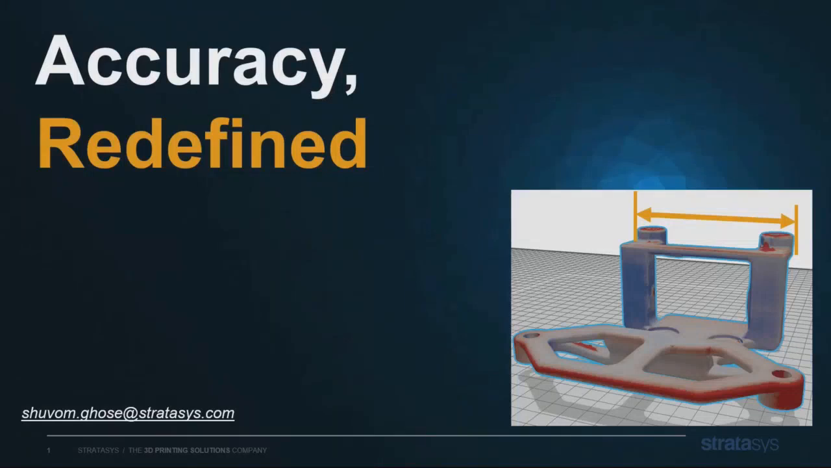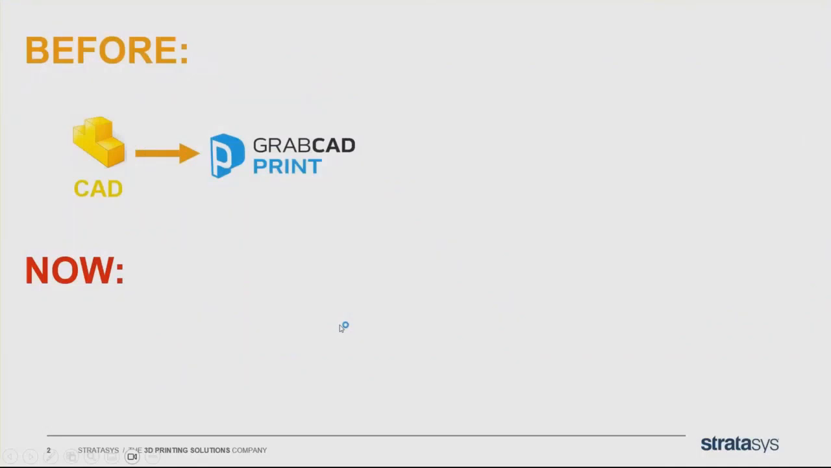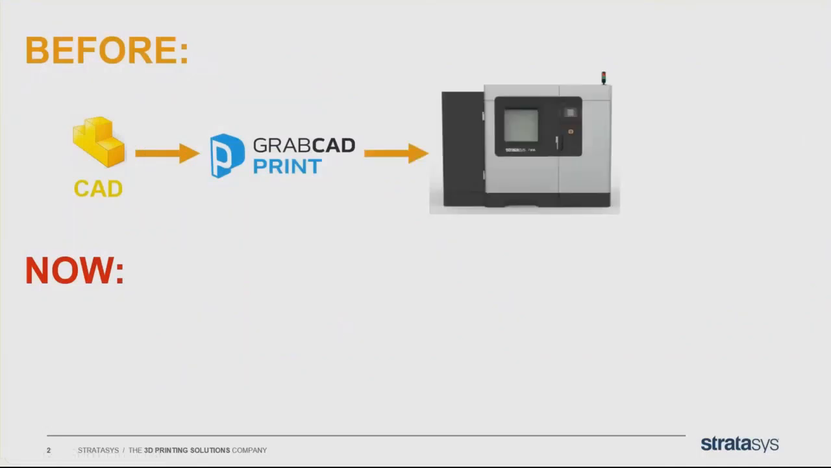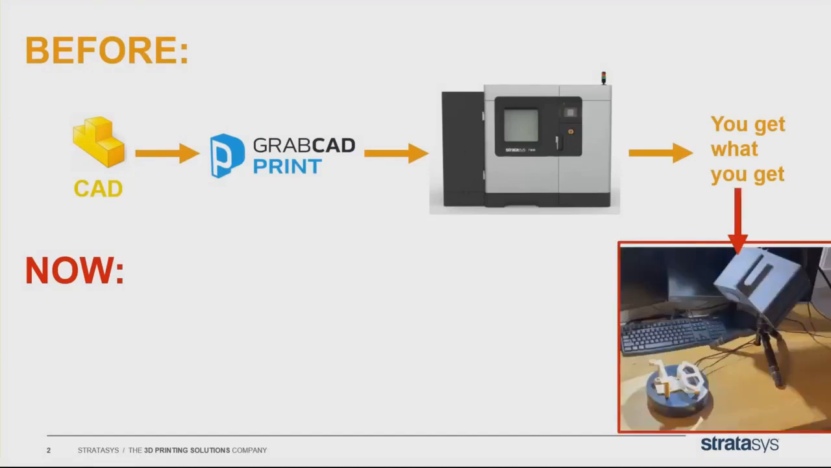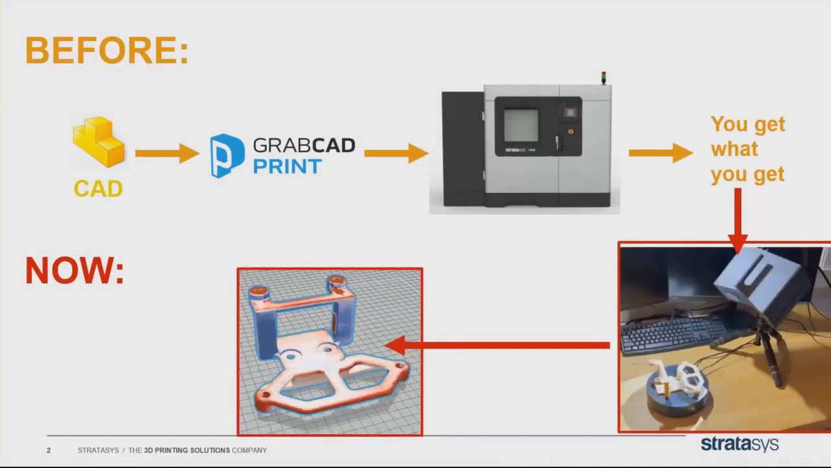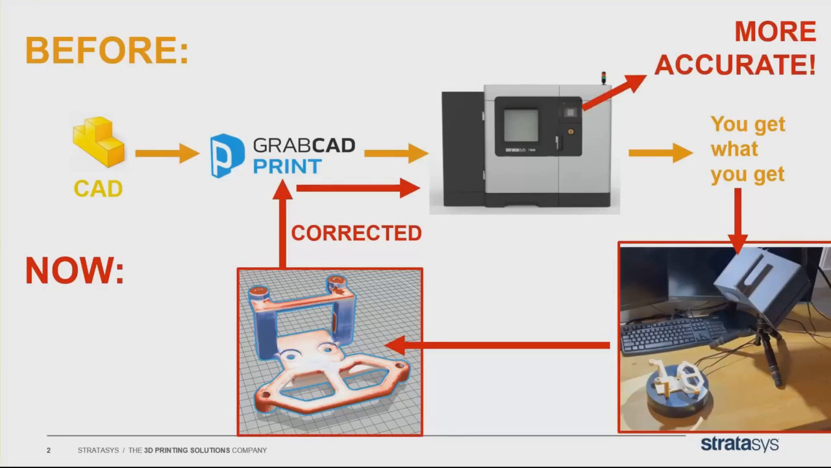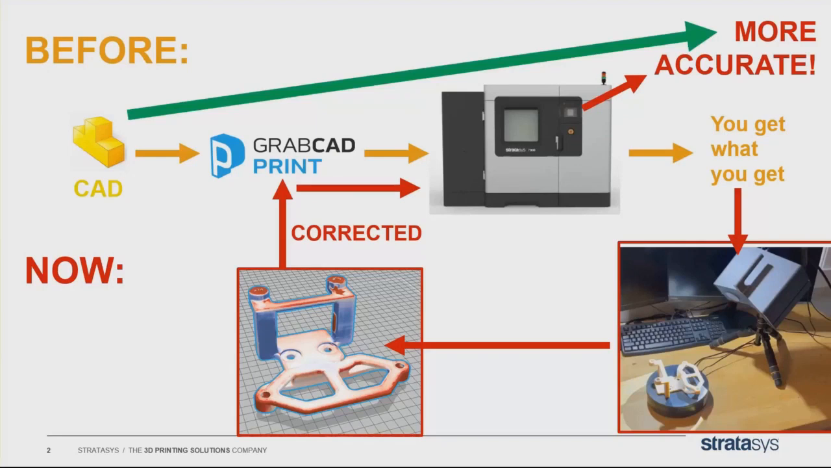Hello, I'm Shivam Ghosh with Stratasys Software, and let's talk about taking your printed part accuracy to the next level. Before, you'd bring a CAD file into your slicer, print it, and you get what you get. Sort of an open loop concept, right? But now, what we're saying you can do is scan that part. The software will tell you what the scan looks like and automatically correct it, so your second print comes out a lot more accurate. But before you worry about us changing your CAD file, remember the whole goal is to be more faithful to the CAD, so we're actually trying to get what the original intent was from this printer.